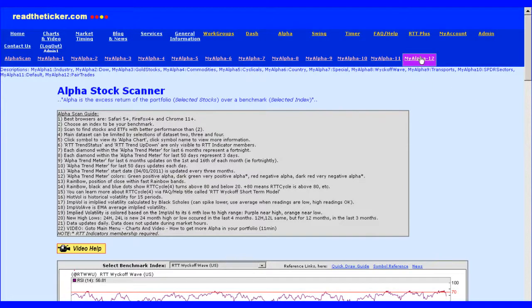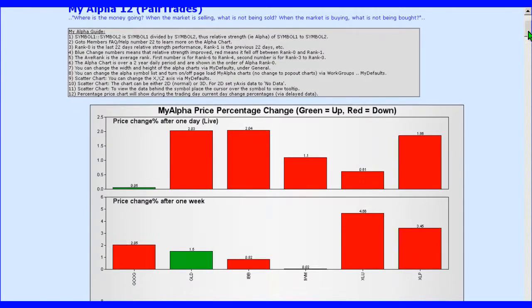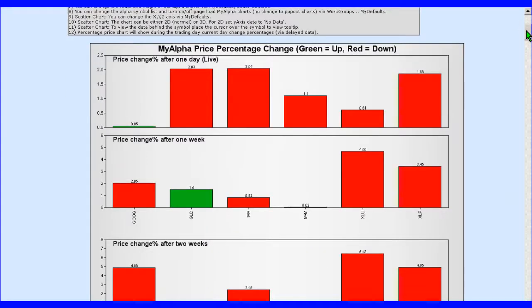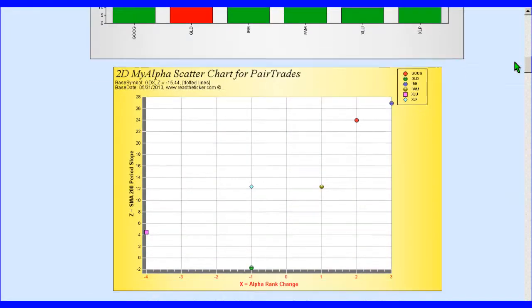So here we go to my Alpha 12, which is my Alpha 12 pair trades. I'll click that. Here we are loading. First we get a chart showing the percentage change on the upper symbol. For example, here we have the change in Google, gold, biotechnology, Russell, XLU, XLP. It's broken down between day, week, two weeks, months, and six months.